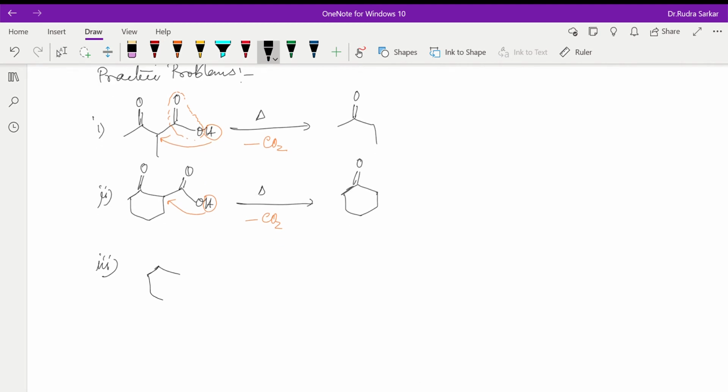Let us do another one. Okay, the more you practice different types of molecules, the more you will become an expert in such problems. Again, this hydrogen goes in here. So what will happen? So this is your CH3 and minus CO2.